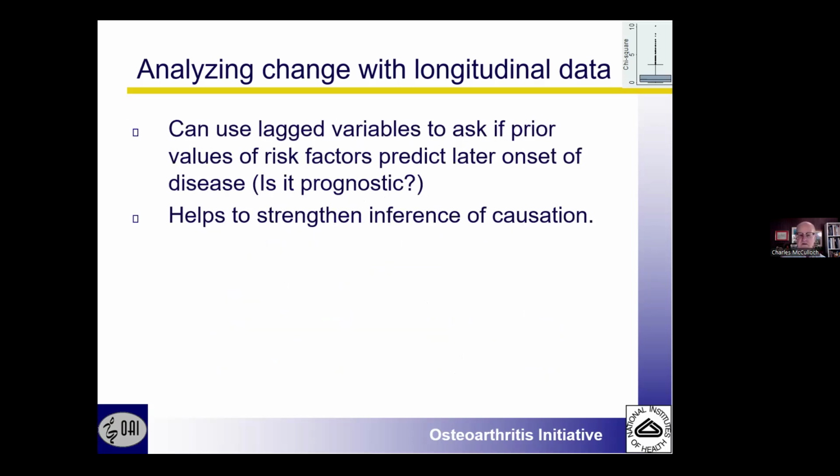Another key consideration with longitudinal data is you may want to use lag variables. If you use a predictor that's from a previous visit, that can help you establish whether it's prognostic, and because of time precedence, it may help strengthen the inference of causation. It doesn't prove causation, but we can never basically prove causation from observational studies like OAI, but it can help strengthen that inference a little bit.